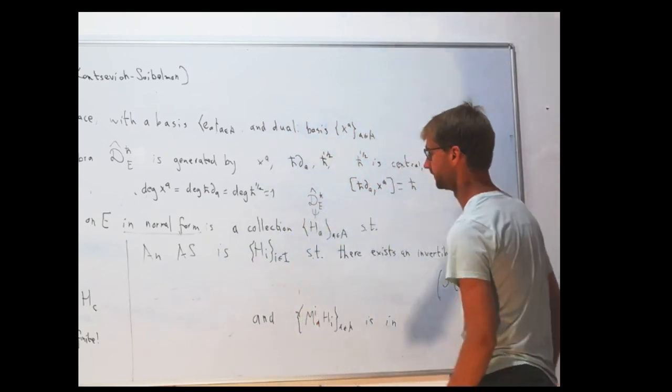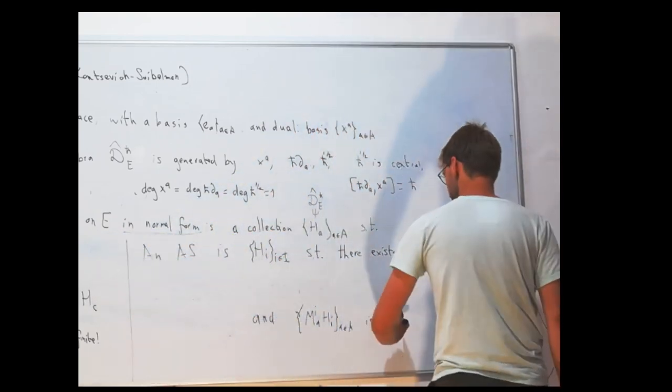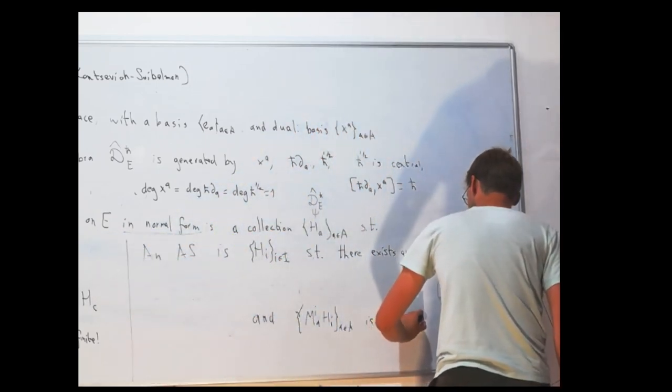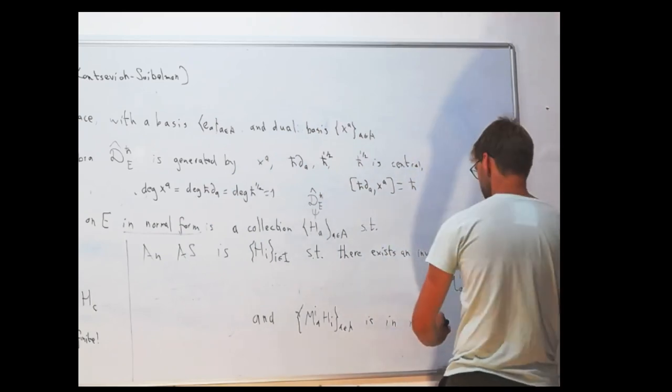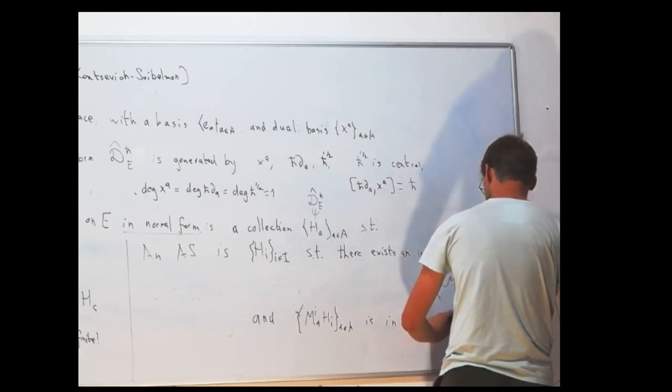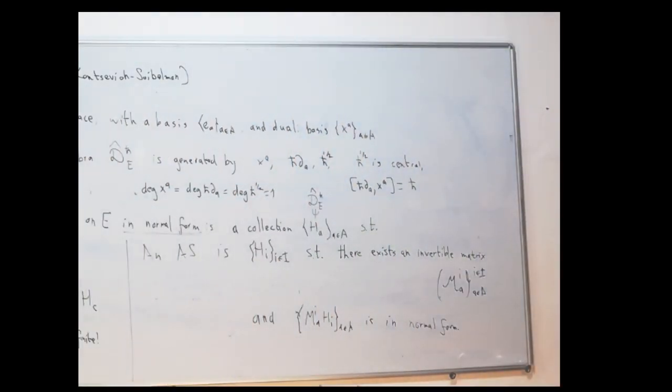So normal form just means that we have this on the nose, and otherwise we want it to be this up to some invertible linear transformation. But thanks, that's actually going to be quite important later. Wait, I haven't given you a construction.